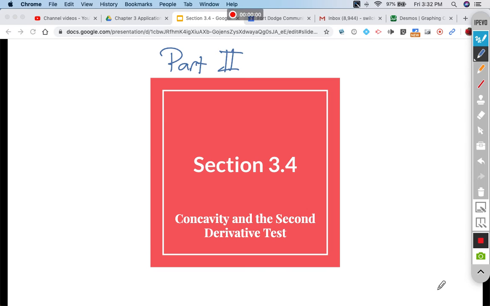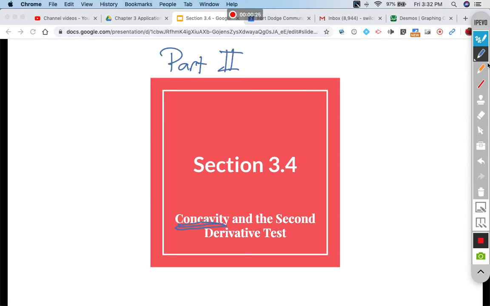Back again with section 3.4. We're dealing with concavity and the second derivative test. The examples went kind of long in the first part of this video I did, so I'm breaking this up into two parts. First part we talked about concavity, and we talked about how to tell concavity by taking the second derivative.